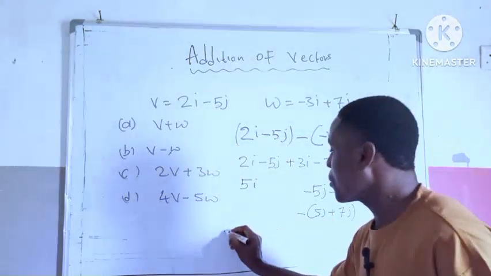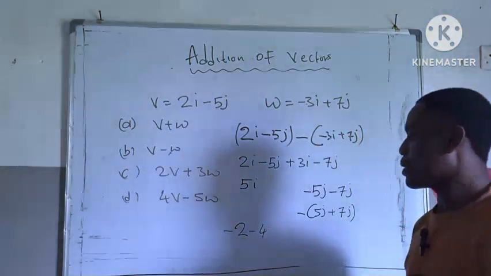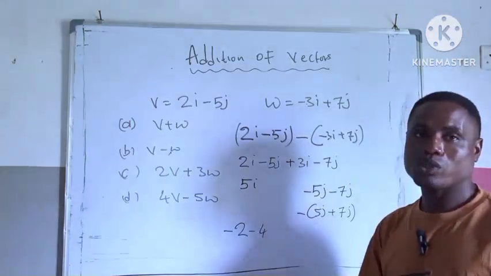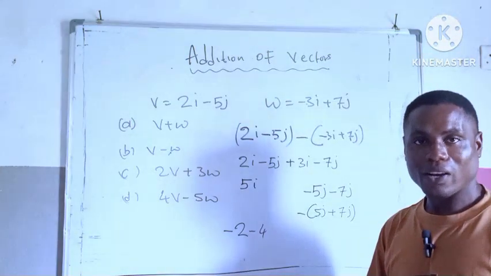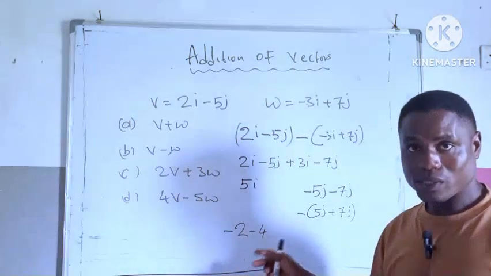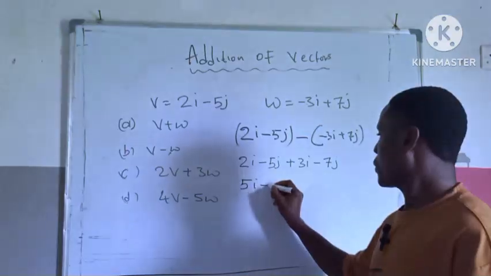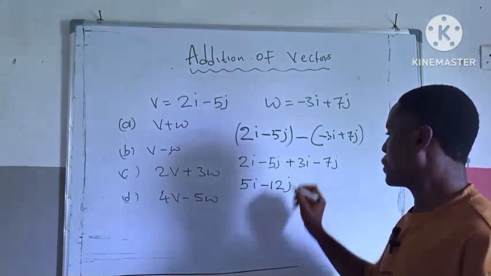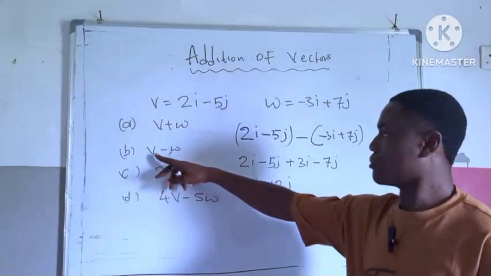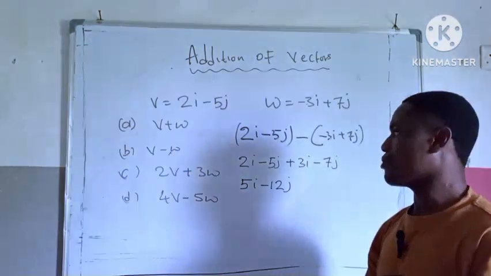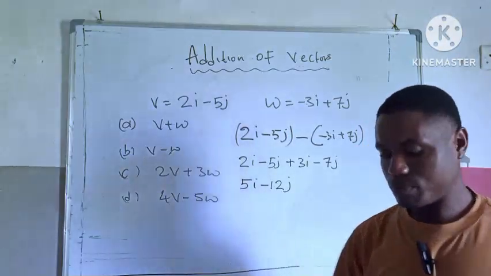Anywhere you see, let's say, minus 2 minus 4, what is the answer? Minus 2 minus 4 is minus 6. So understand this trick. So here the answer is minus 12j. This is the answer to the second one, v minus w. Okay, let's move to the third one.